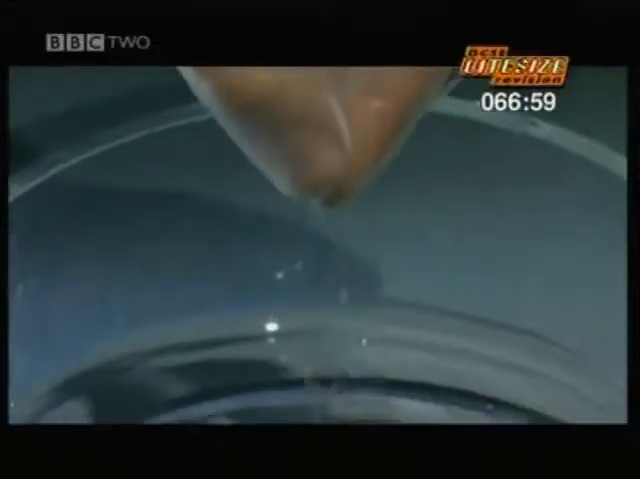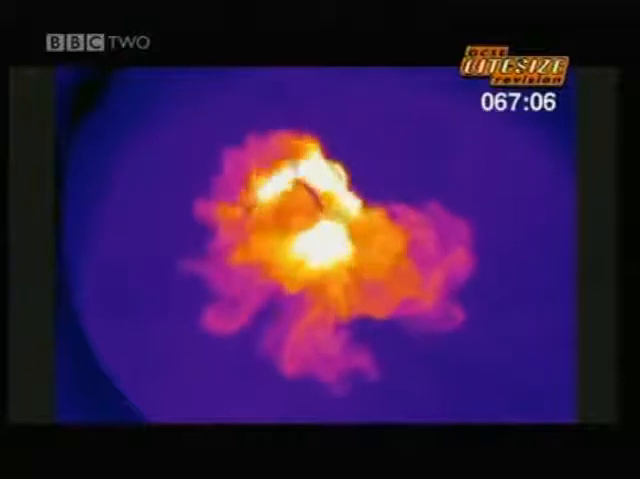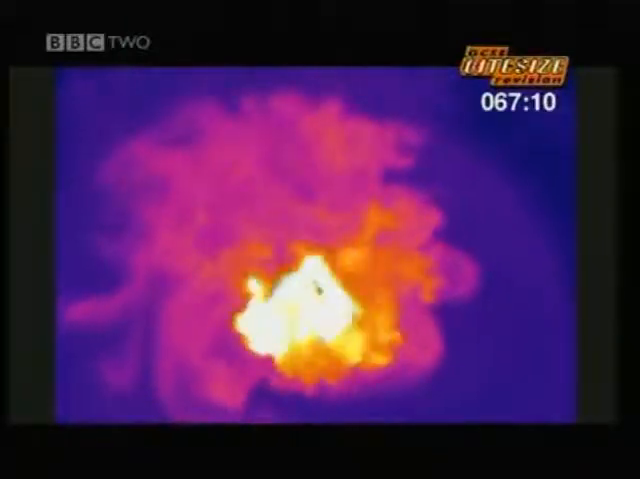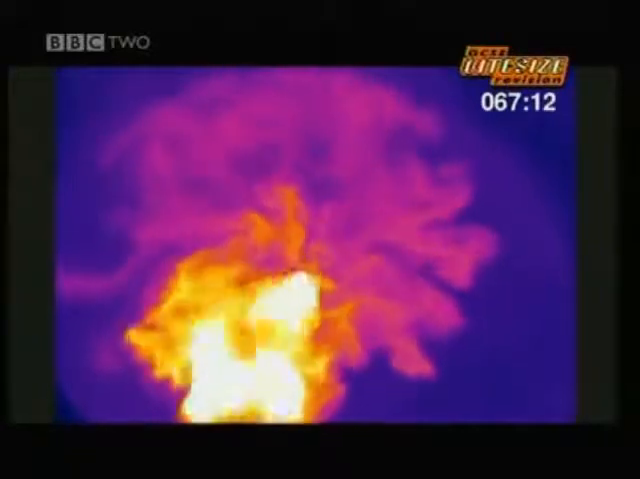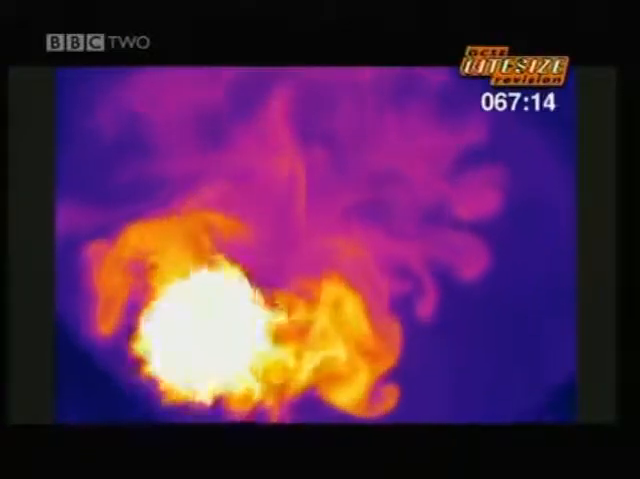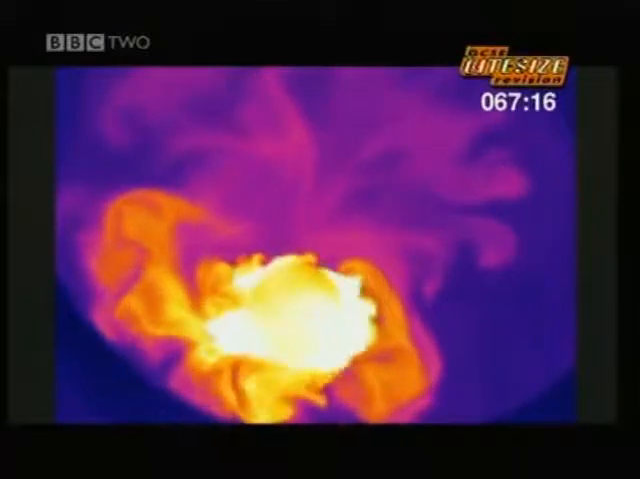This is a strip of magnesium metal. Drop it into hydrochloric acid and watch using a heat-sensitive camera. Blue is cold, purple is warm, yellow is hot, white is even hotter. Clearly the reaction releases heat. It's exothermic.